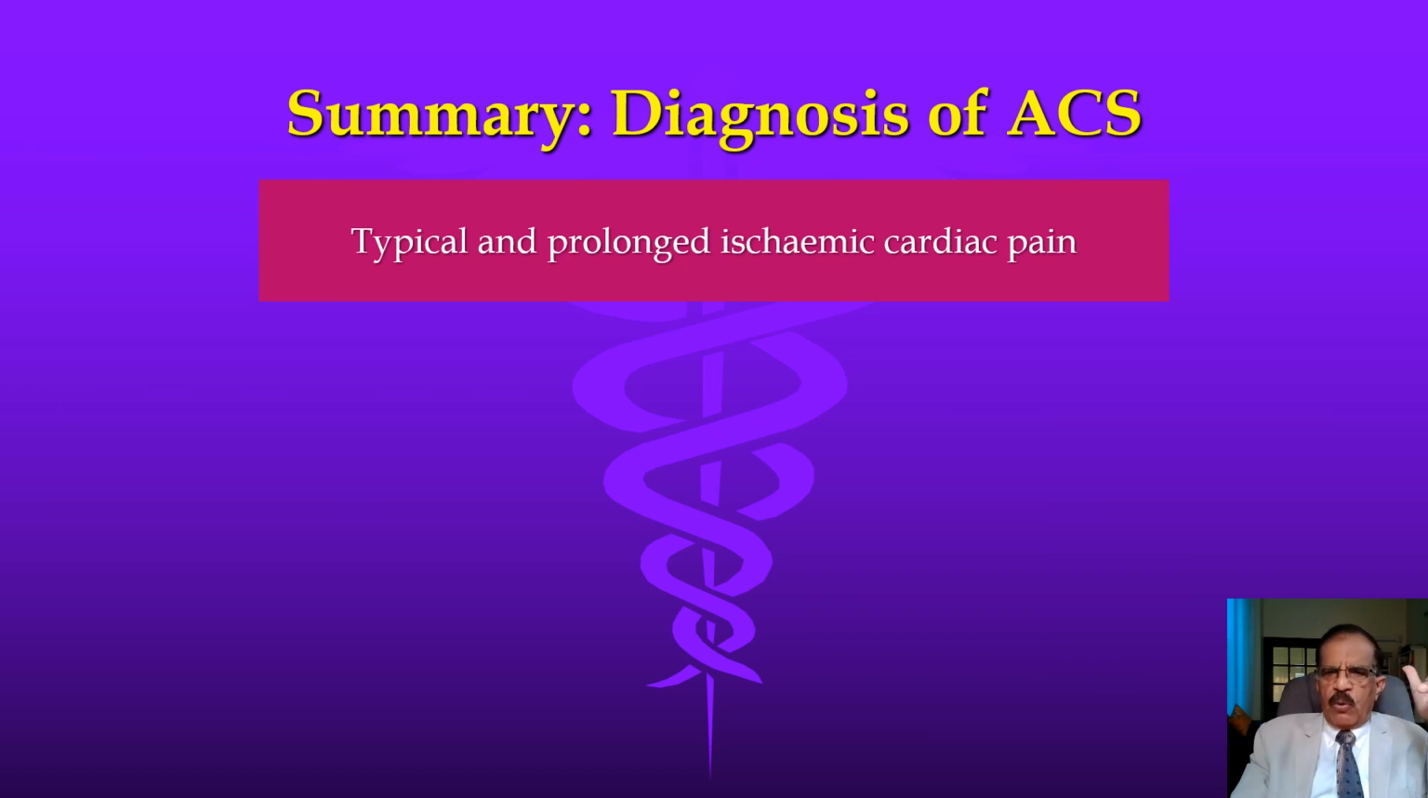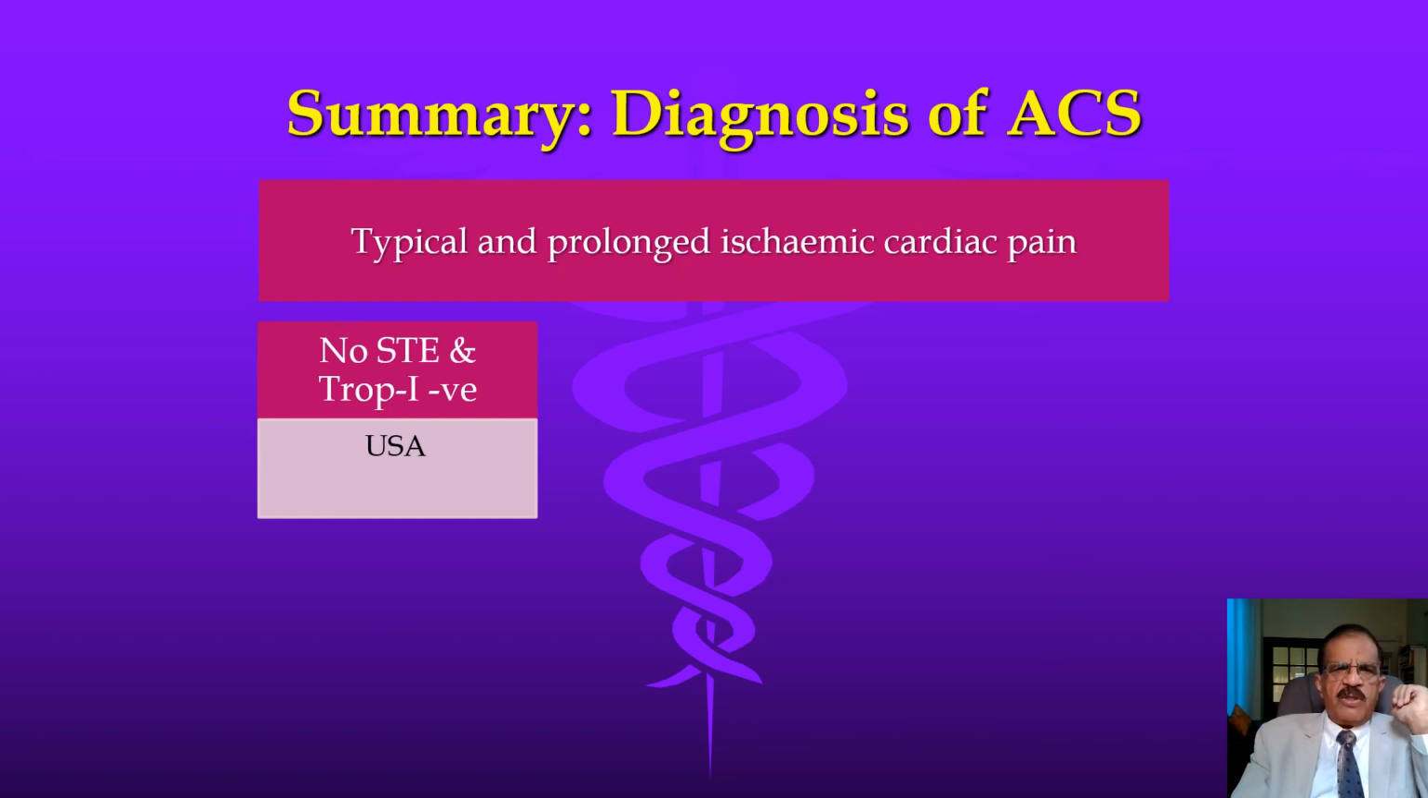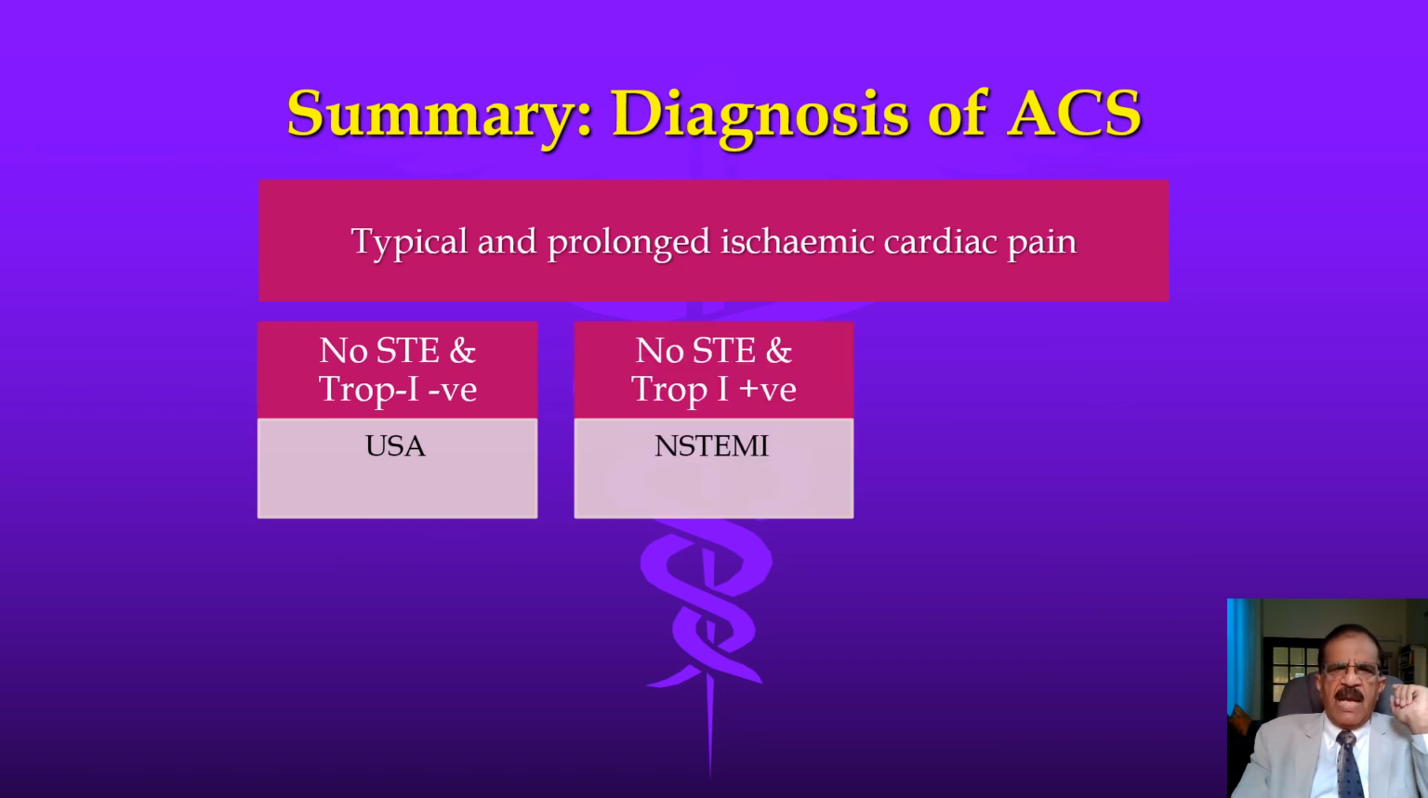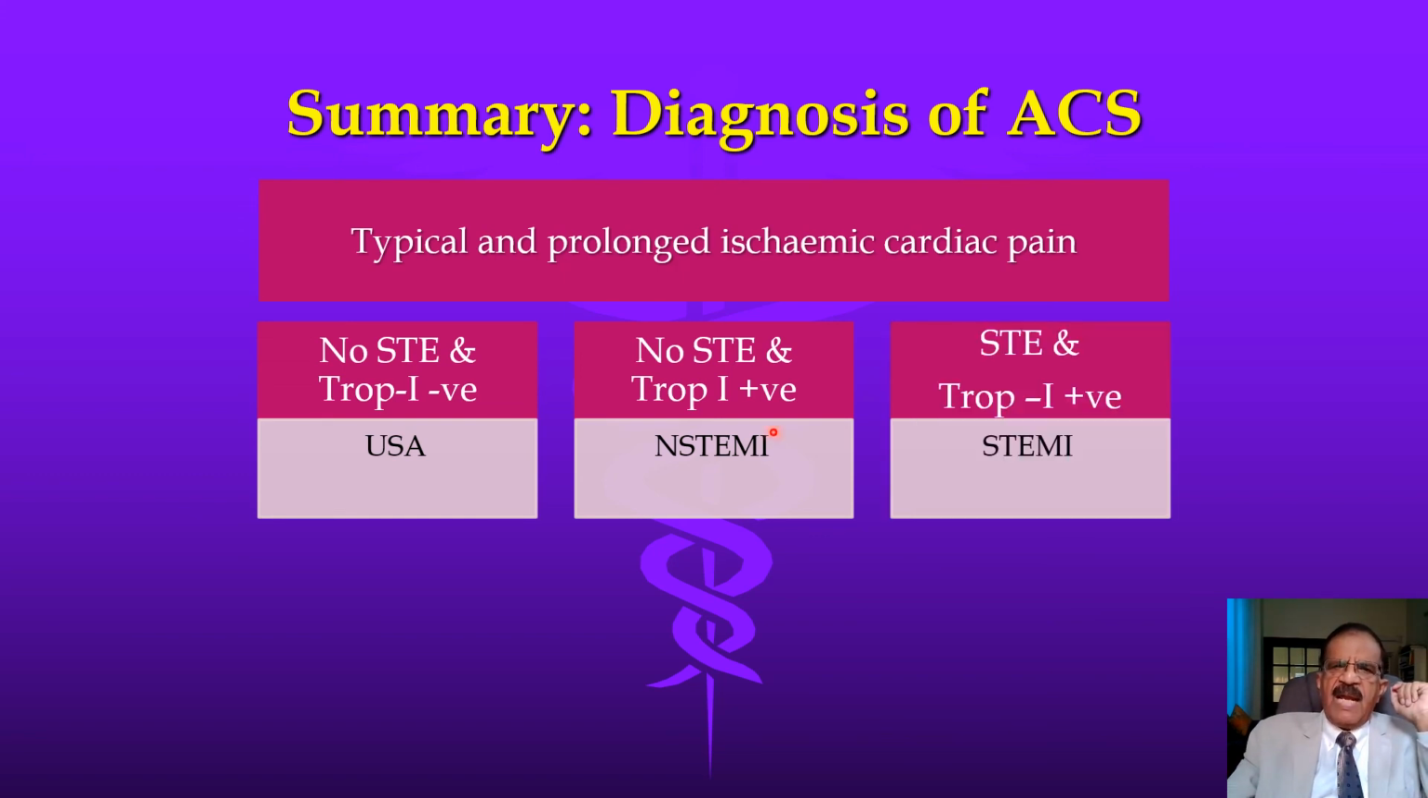This is the summary diagnosis of acute coronary syndrome: typical and prolonged ischemic cardiac pain, no ST segment elevation on ECG, troponin negative, it is unstable angina. No ST segment elevation, and Trop I is positive, it is non-ST segment elevation myocardial infarction. And if there is ST segment elevation on ECG and Trop I is positive, then we call it ST segment elevation myocardial infarction. All are types of acute coronary syndrome. The treatment approach may vary, the prognosis may vary, but all are potentially serious.